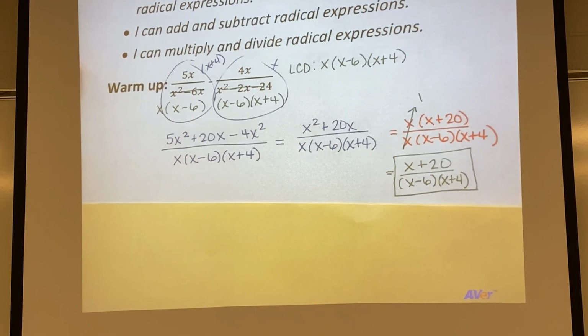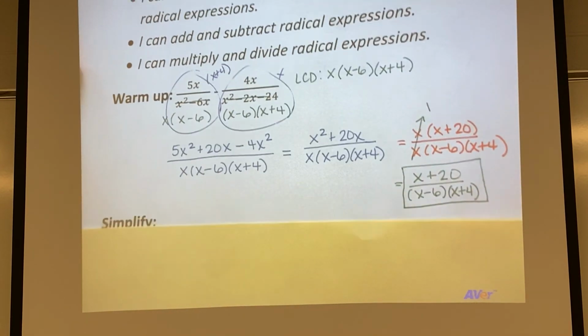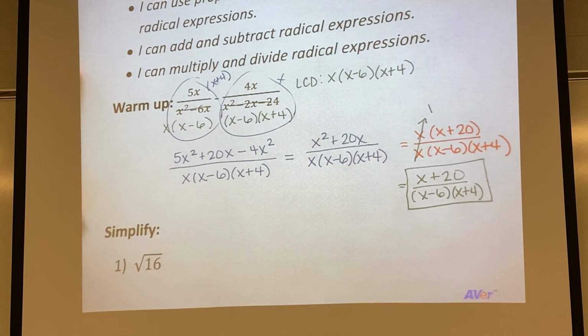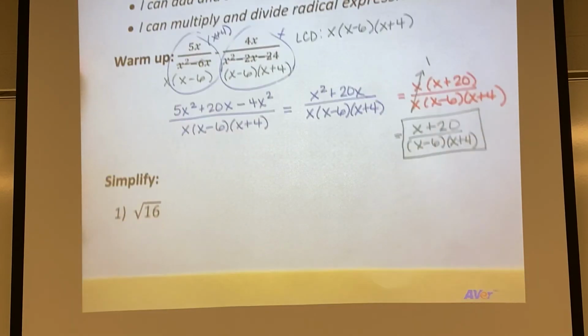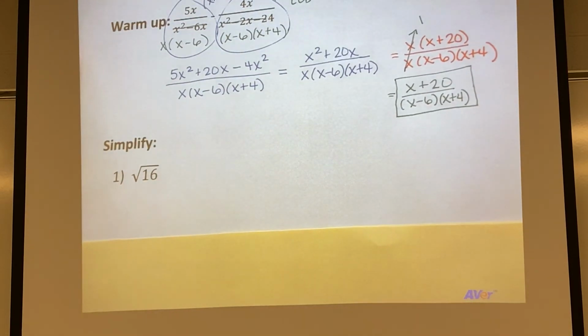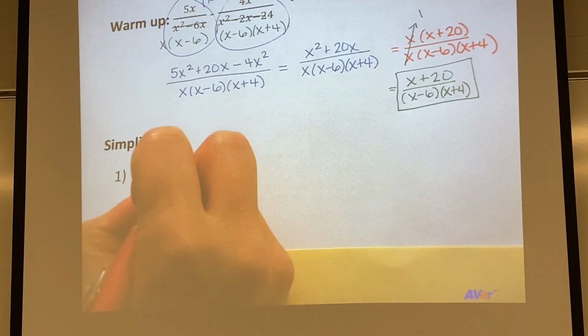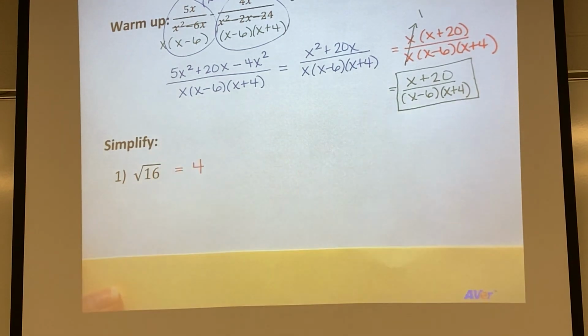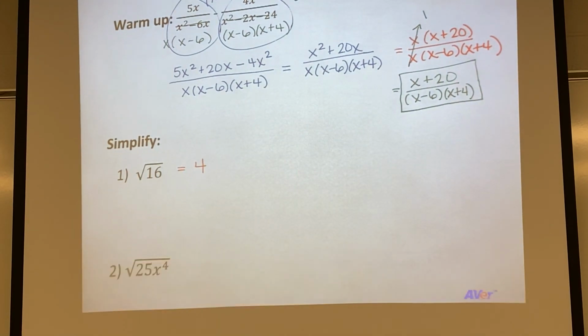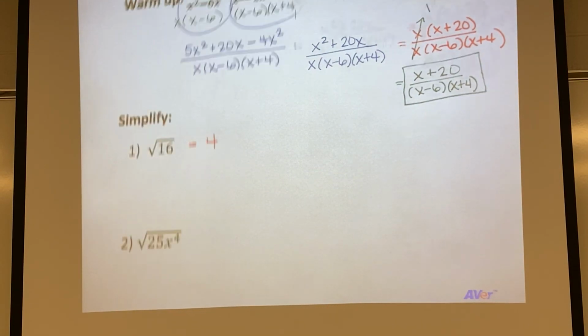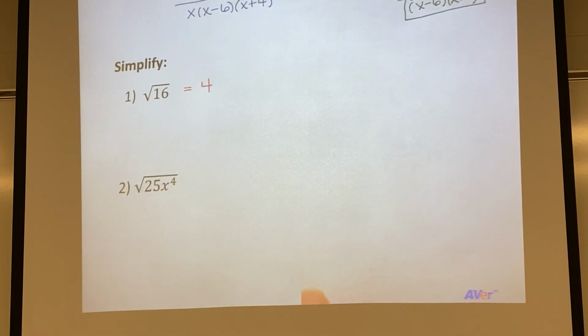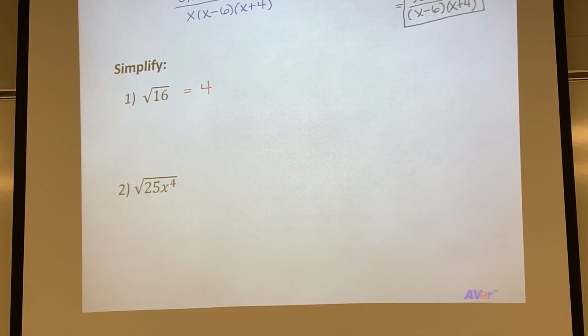All right, let's take a look at what we're doing today. We're going to be dealing with radicals. So we'll start off with a simple radical here, square root of 16. Hopefully most of us know that when you take the square root of 16, you get a positive 4. Okay. Now what happens when we do the same kind of thing, but we throw in some variables? Let's take a look at this next one. Square root of 25, x to the 4th.